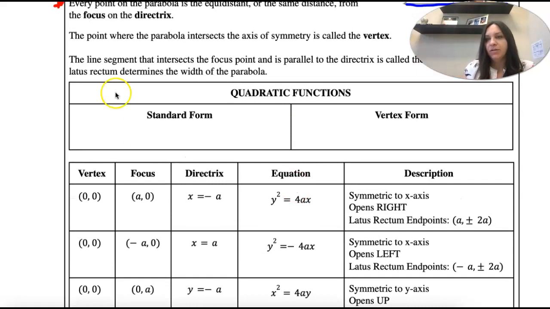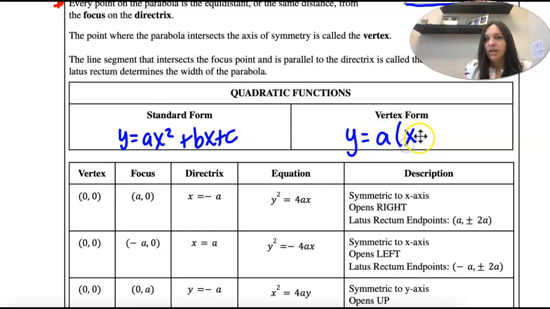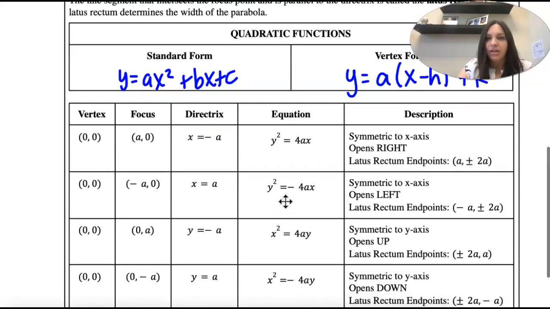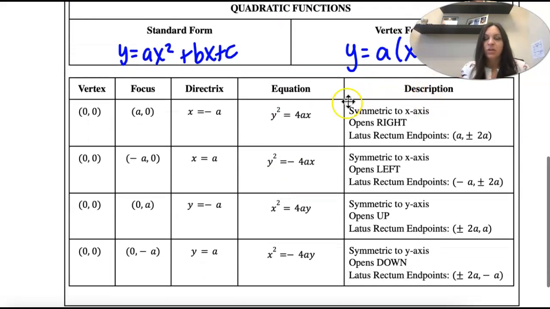Okay, so you're not going to have to write these equations, but I just want you to remember the standard form of a parabola is ax squared plus bx plus c, and the vertex form is a(x minus h) squared plus k. Those are from Math 2. Our new equations are these. Y squared equals 4ax, negative 4ax, and then x squared with positive and negative.